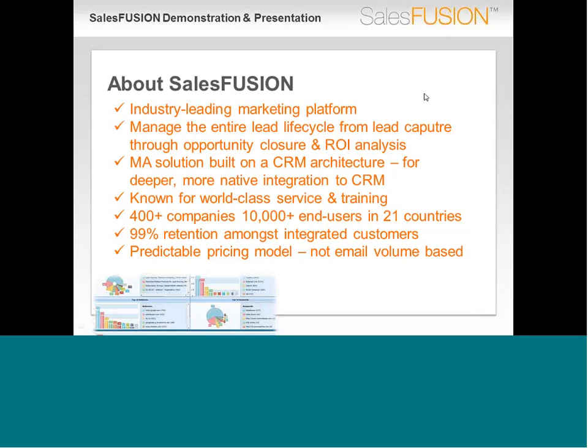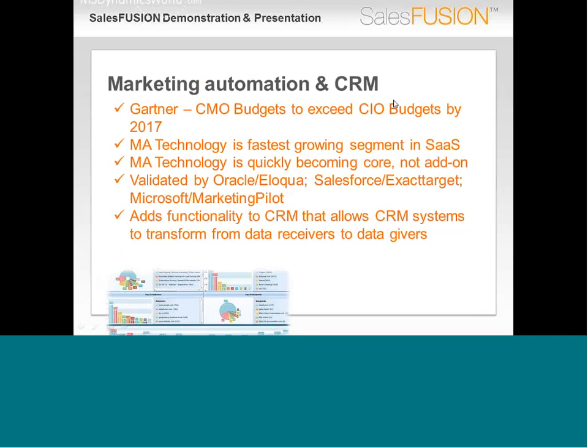A little bit about marketing automation and CRM. One of the neatest things that I sat through was a presentation from Gartner, and they talked about the fact that they believe the CMO's budgets at companies is going to exceed the CIO's budgets by 2017. The rationale behind that, if you think about that for a second, a marketer's budget for IT products is going to exceed that of a CIO's budget.